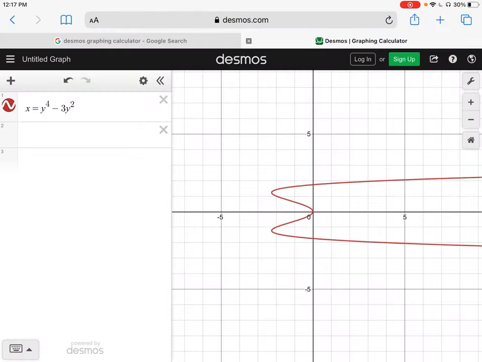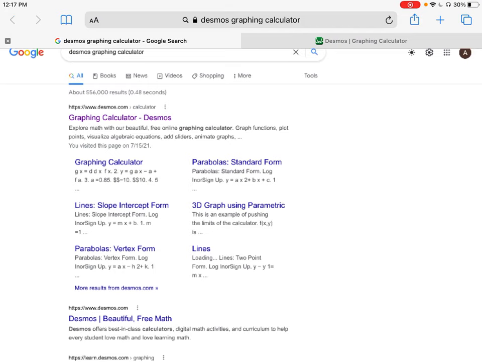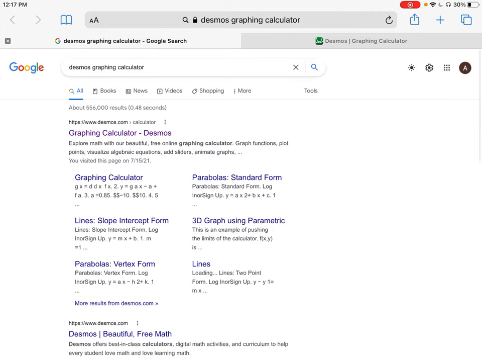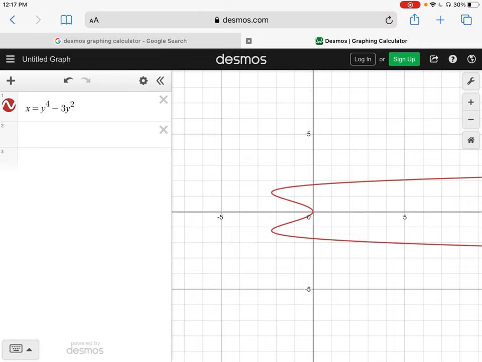And I actually want to share this with you. So I have this handy here. Again, I just go to Google and type in Desmos graphing calculator, and that first option will be what you would need. And we can just go ahead and type x equals y to the 4th power minus 3y squared.